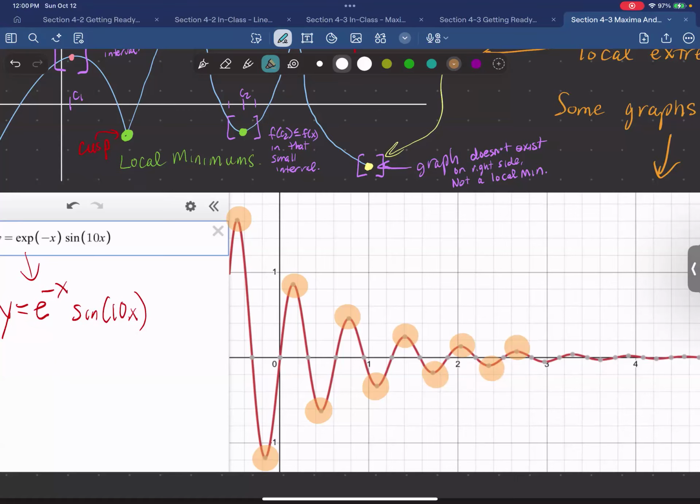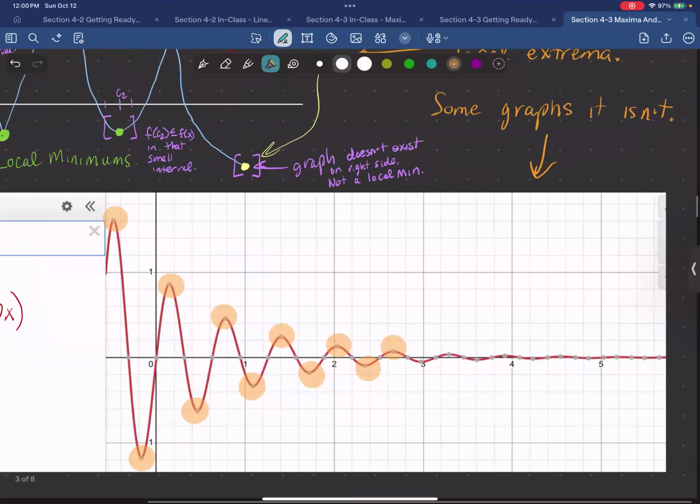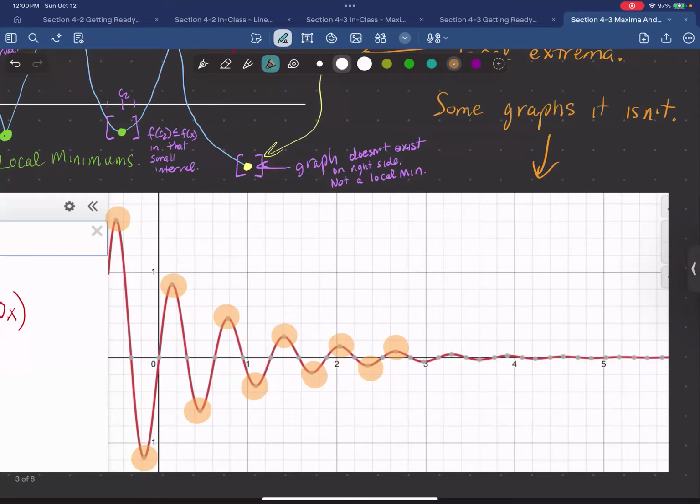All right, let me turn my ringer off. There we go. But notice as we get closer and closer, I can tell the difference between a max and a min, but at some point I can't.